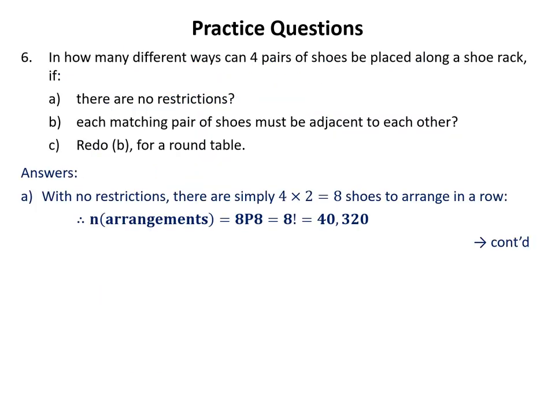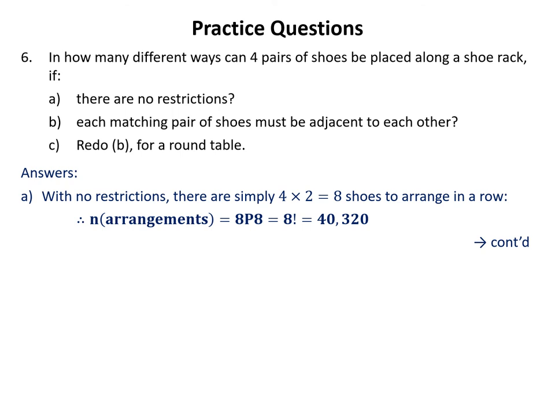Question 6. In how many different ways can 4 pairs of shoes be placed along a shoe rack if, and we have 3 situations, A, there are no restrictions, B, each matching pair of shoes must be adjacent to each other, and C, we're asked to redo part B, but instead for a round table. So we start with A.